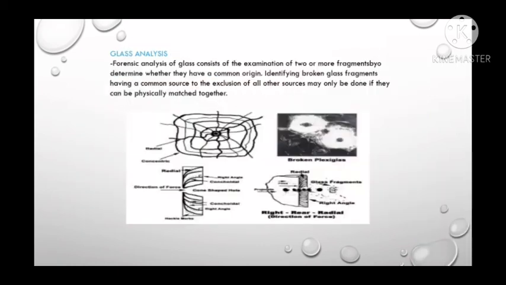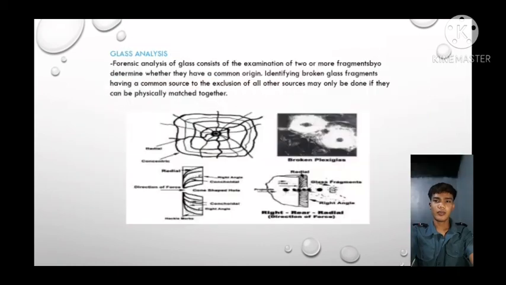all glass found. Glass analysis. Forensic analysis of glass consists of the examination of two or more fragments to determine whether they have a common origin. Identifying broken glass fragments as having a common source, to the exclusion of all other sources, may only be done if they can be physically matched together.